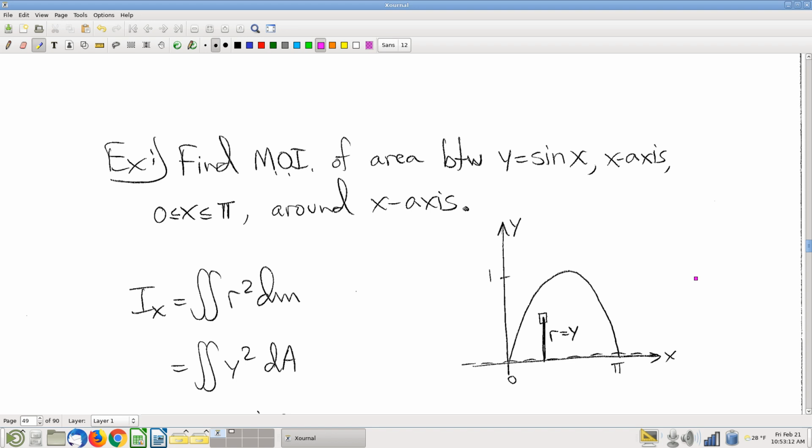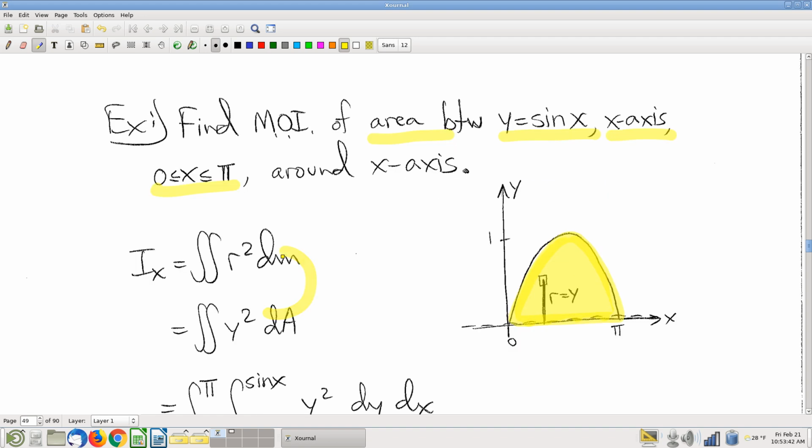Okay, quick example. Let's compute the moment of inertia. We've got this area here that's between that curve and the x-axis for these values of x. So here it is. Right there's our area. There's no density given, so we're computing the moment of inertia just of this geometric region. So again, we assume that the density is 1. If density had been given, then density would factor into the integral. But again, as it is, dm is just area. Mass is just area when the density is 1.